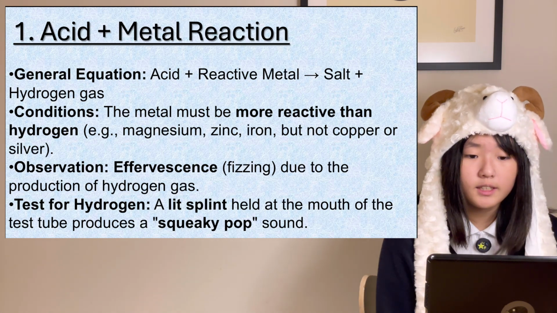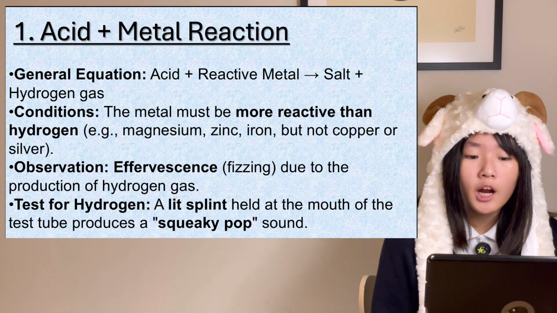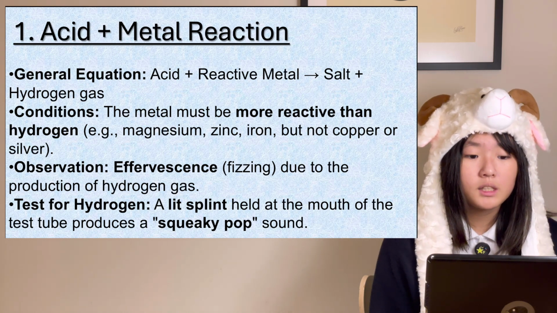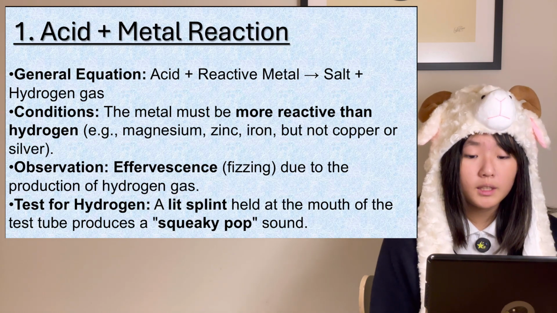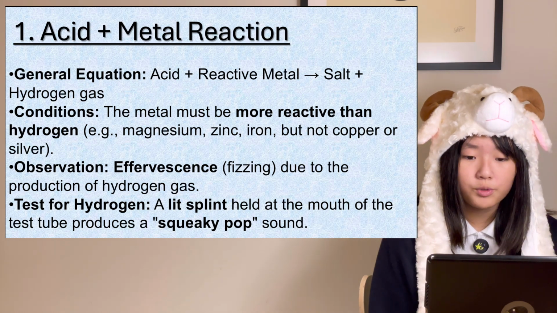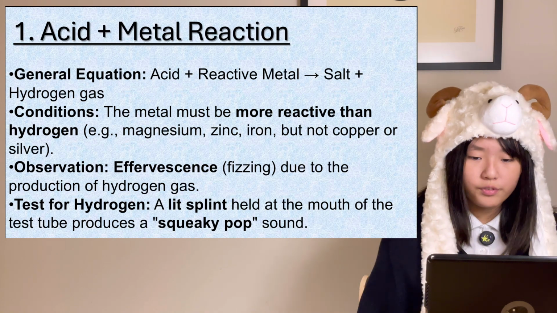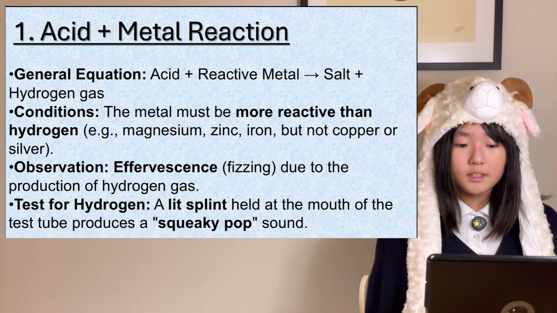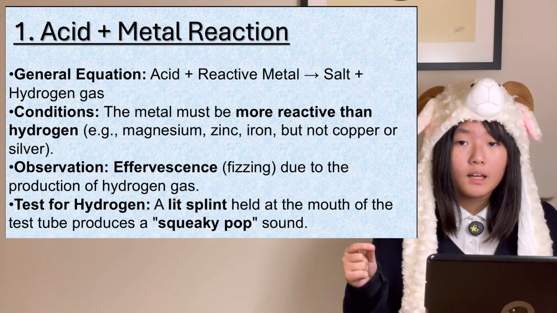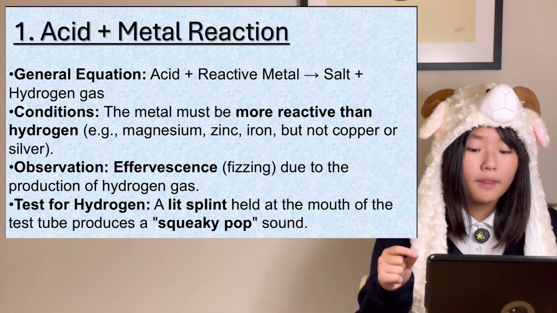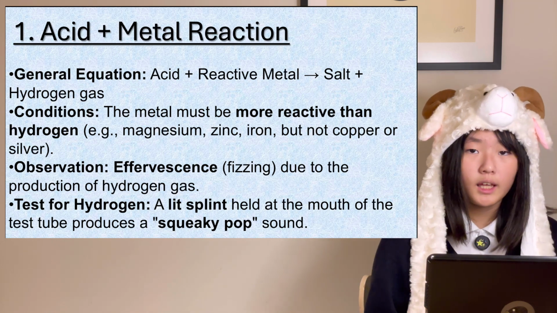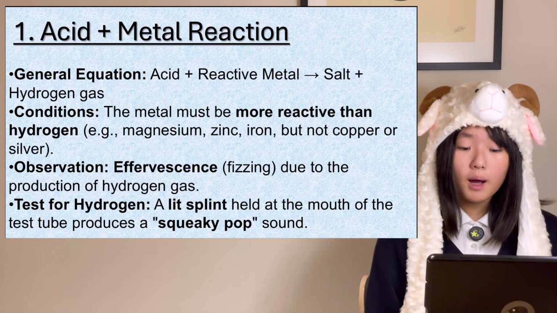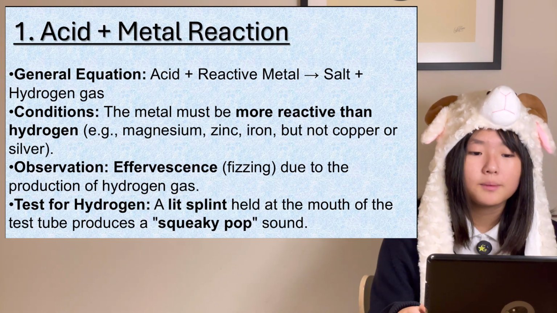The condition you need is that the metal must be more reactive than hydrogen, for example, magnesium, zinc, iron, but not copper or silver because they are less reactive. The observation you should have is effervescence, which is just a fancy word for fizzing, due to the production of hydrogen gas. The test to see if it is hydrogen is holding a splint that is on fire at the mouth of a test tube which contains the gas that you suspect is hydrogen, and if it produces a squeaky pop sound, then it is hydrogen gas.